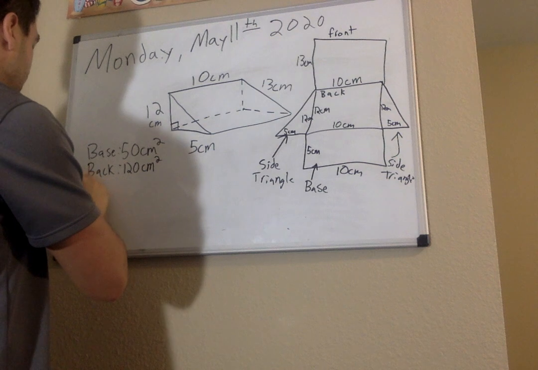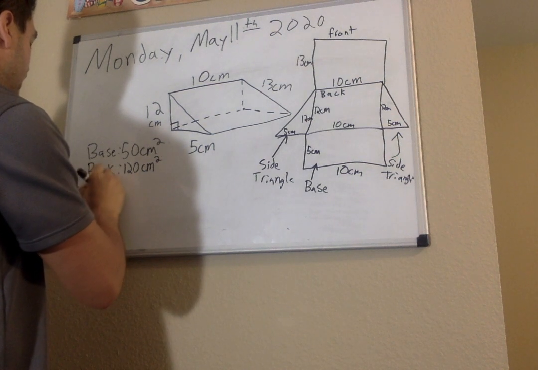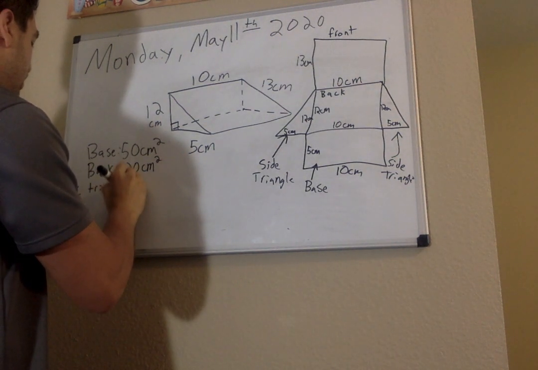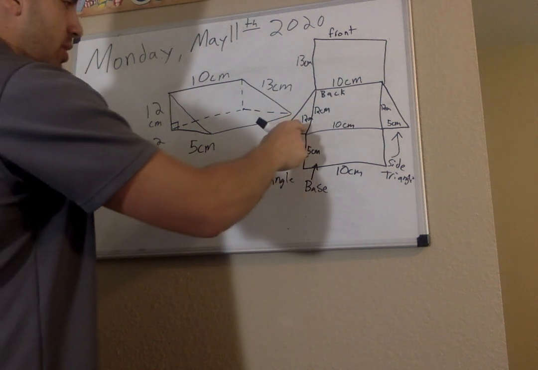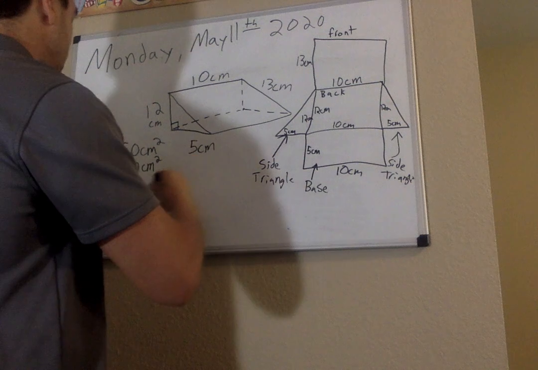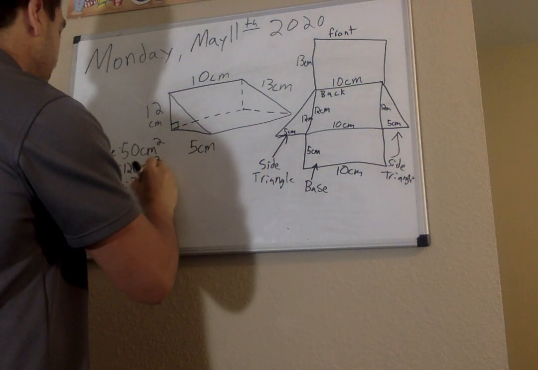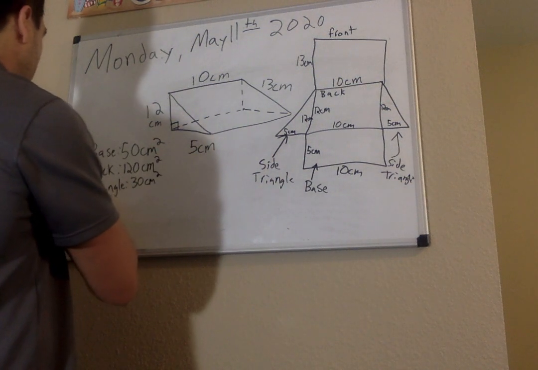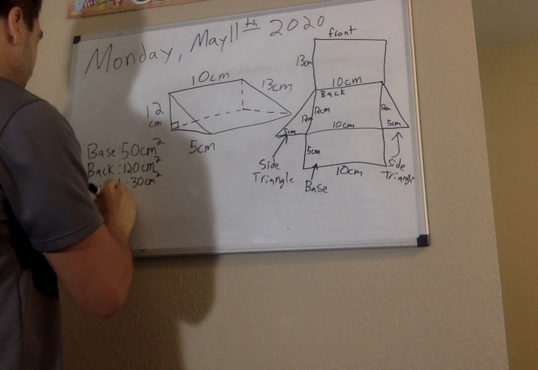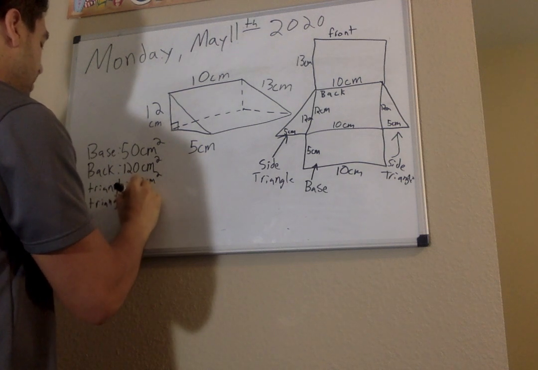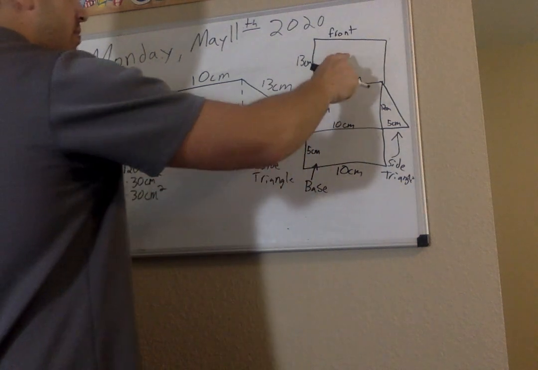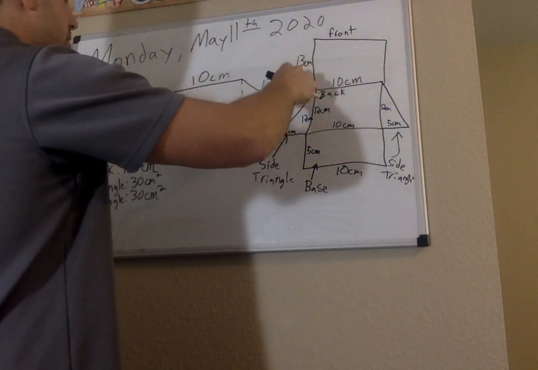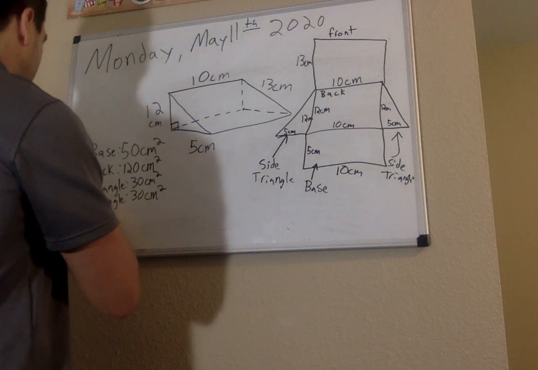And I have, let's call it, the left triangle. It's 1/2 base times height. 5 times 12 is 60, divided by 2 is 30. And then the right triangle is also 30. And then I'm going to have the front. 10 times 13 is 130.